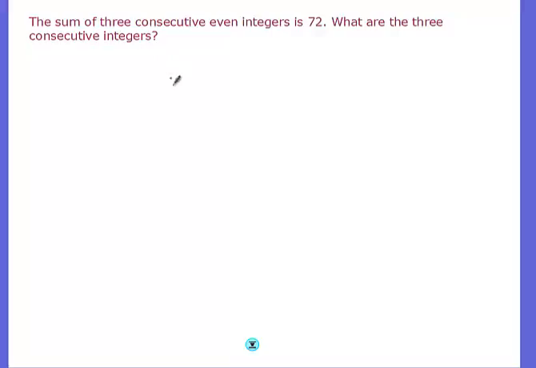Favorite problems. It says the sum of three consecutive even integers is 72. What are the three consecutive integers? Okay, the most difficult part here is coming up with the equation. Since we have the word "is," our equation is going to equal 72.